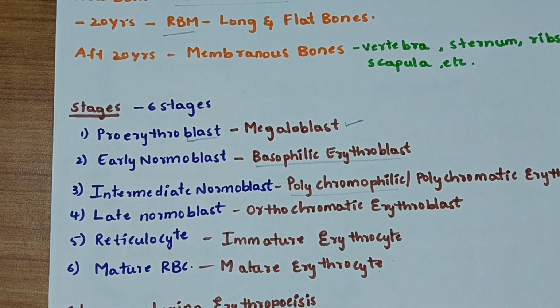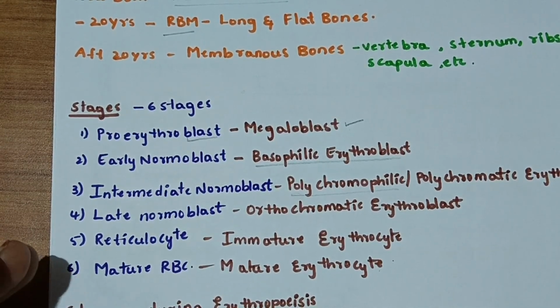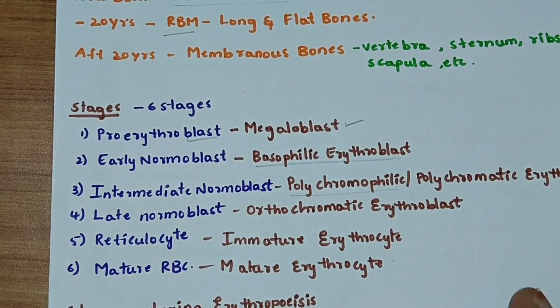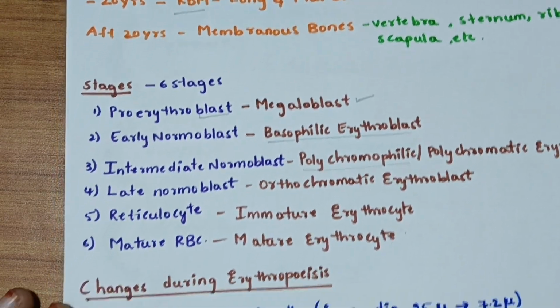Once again, there are 6 stages: proerythroblast, early normoblast, intermediate normoblast, late normoblast, reticulocyte, and finally reaching mature RBC. Now what are the changes? In order to develop, there should be some changes, right? From proerythroblast to mature RBC, there are some changes taking place in the cytoplasm, nucleus, and overall the structure of the cell. So what are these changes?